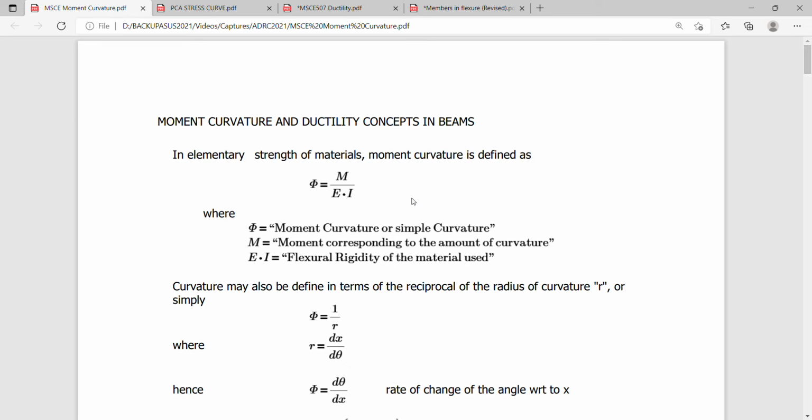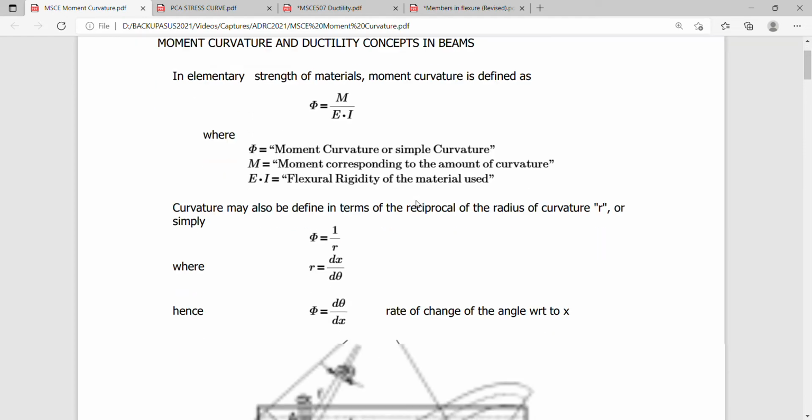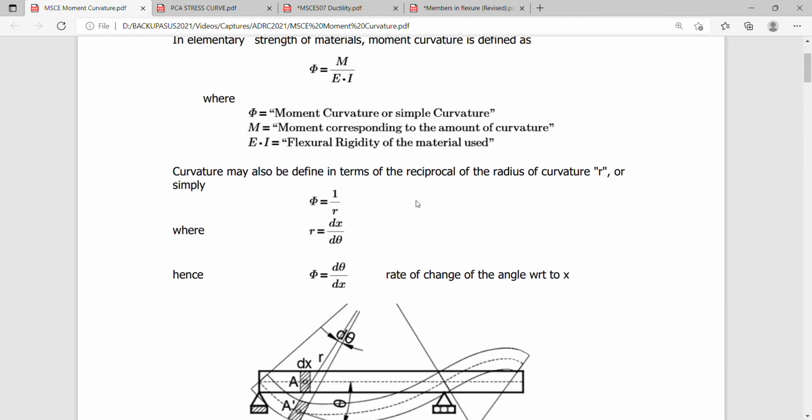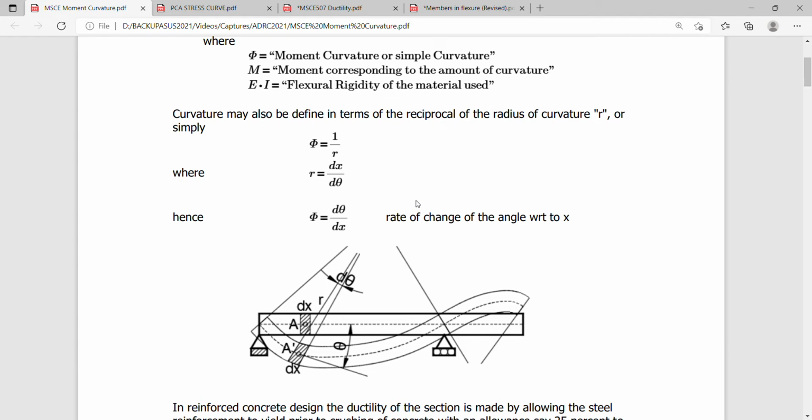And this curvature, as I have discussed to you in the ductility concept, is defined also in terms of the reciprocal of the radius of curvature rho or r, or simply phi is equal to 1 over r, where r is the rate of change of x with respect to the angle. Or phi is also the rate of change of the angle with respect to x. So they are actually the inverse or the reciprocal of each other.